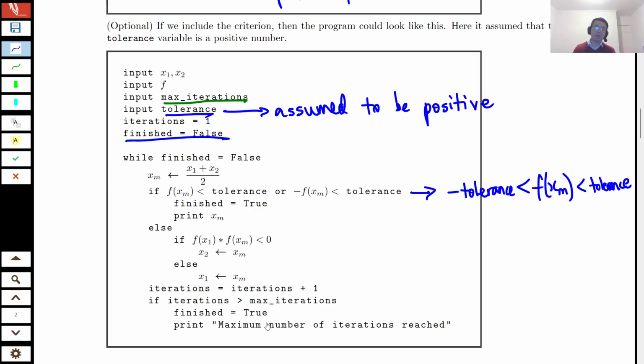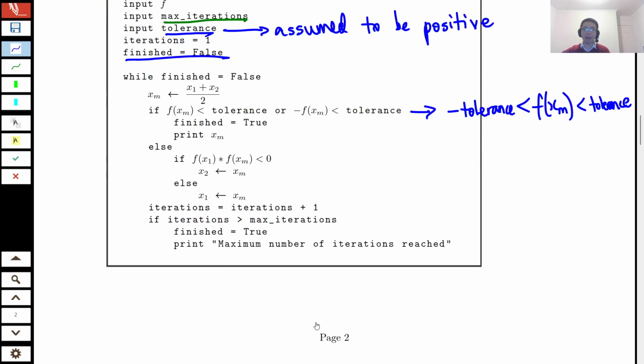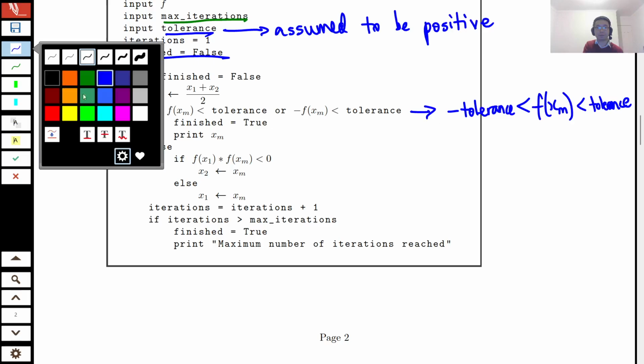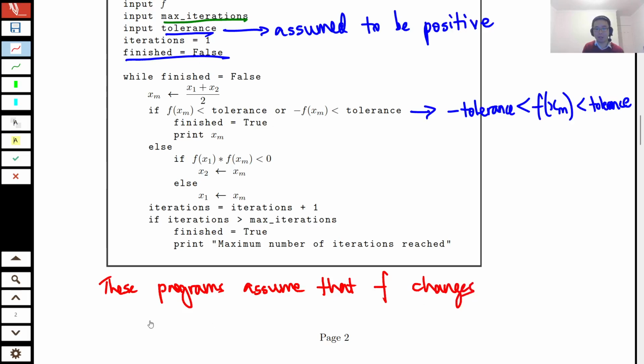Now, I know this is really heavy, so I'm just going to make one more remark about this page, and then we'll do an example of the bisection method. The comment that I want to make about both programs on this page is the following. These programs assume that f changes sign over the interval x1, x2.